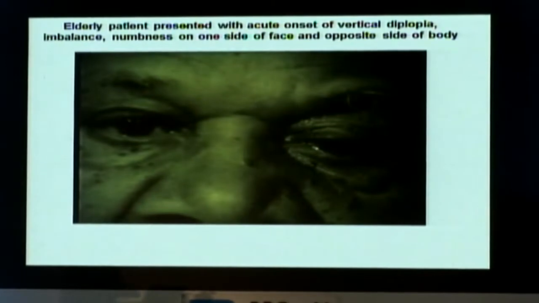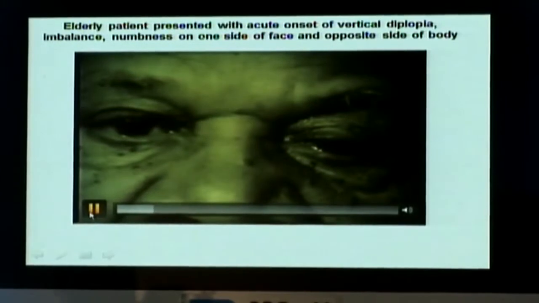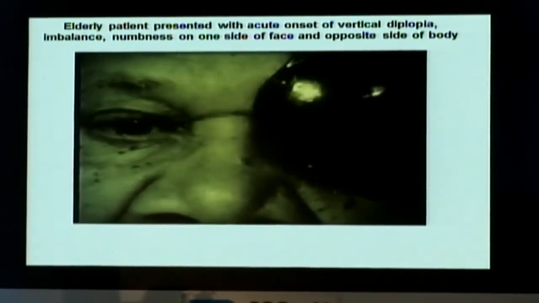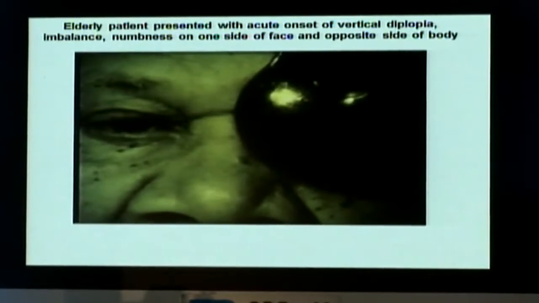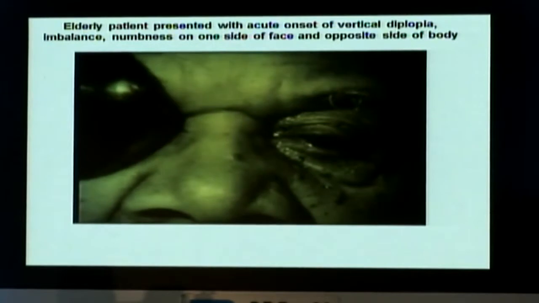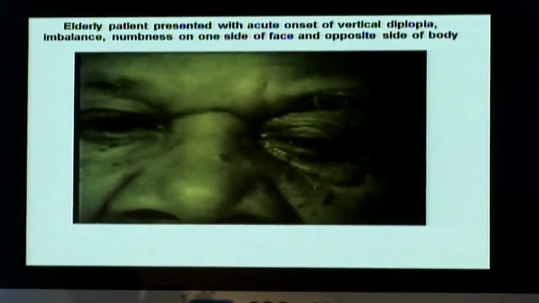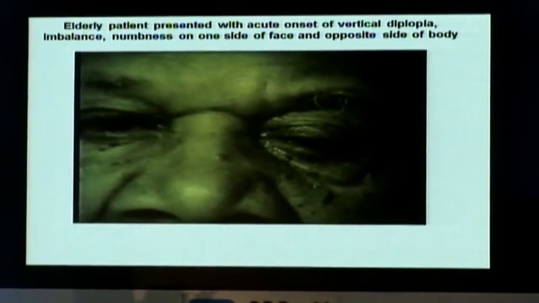Now, here's another patient. An elderly man presented with acute onset of double vision vertically, off balance, numbness on one side of the face and the opposite side of the body. Look at his video. Same thing, down, up, down, up. Sometimes if you watch the lid, it's a little easier to see. So another head tilt. The patient has a droopy eyelid, probably has a Horner syndrome.